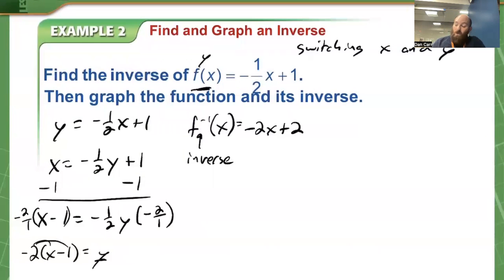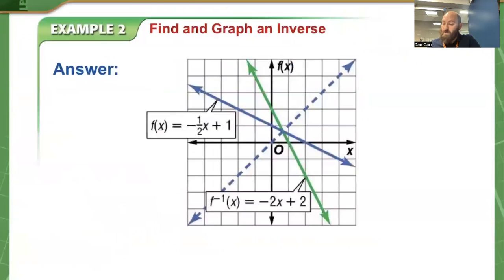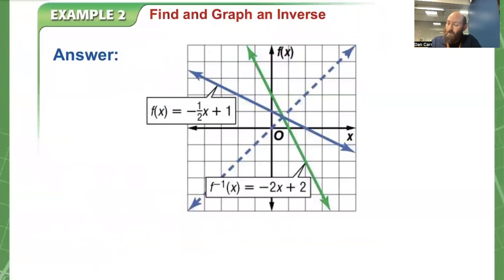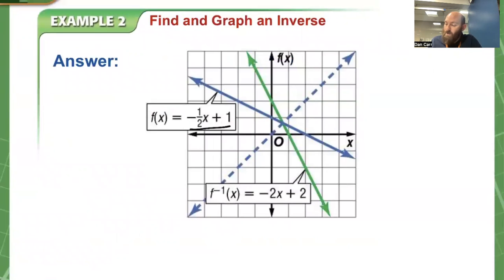Now, when we look at the graph, here's the graph on the next page. Just like we've done before with linear functions, we graph using slope and y-intercept. Here's the graph right here: negative 1/2 x plus 1. The inverse function is negative 2x plus 2.